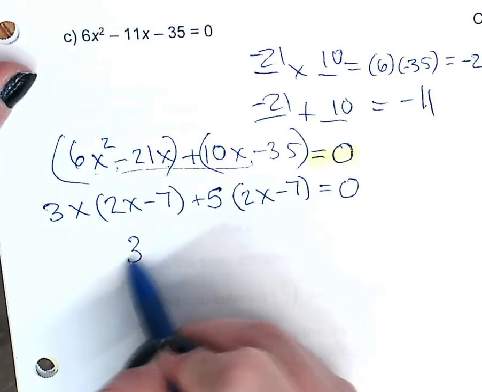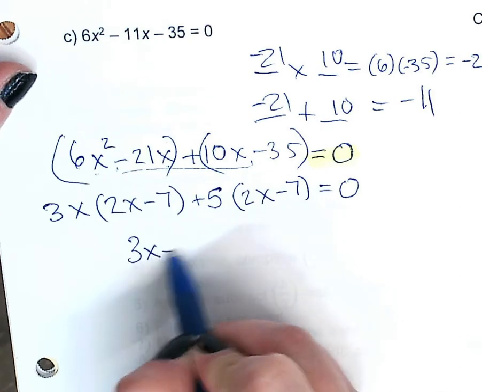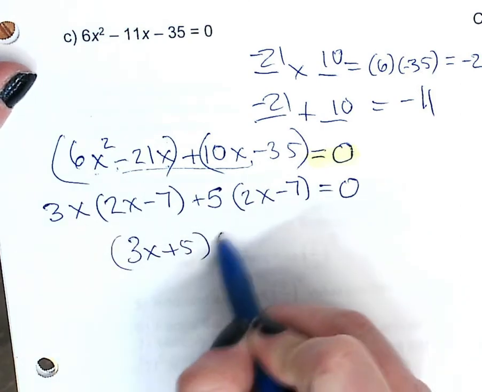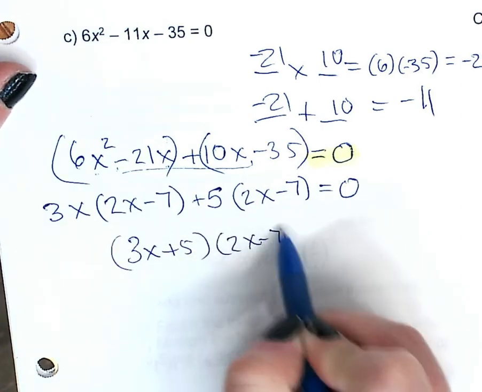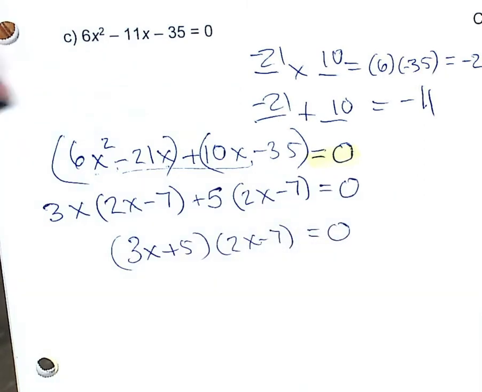And last step is we gather the ones on the outside, so 3x plus 5, and they both have 2x minus 7 in common, so we multiply that up. Okay. So that's just basic factoring.